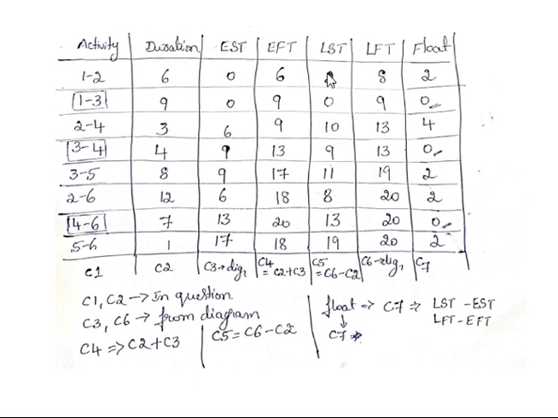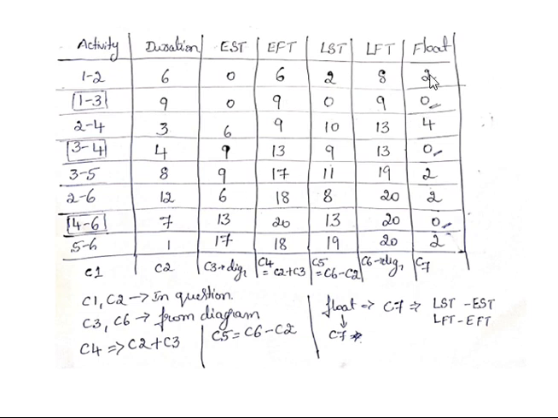Then how do we get the latest start time column? Column 5 uses this formula: C6 minus C2, that is column 6 minus column 2. Column 6 is 8 and column 2 is 6, so 8 minus 6 means 2. 9 minus 9 means 0. 13 minus 3 means 10. 13 minus 4 means 9. 19 minus 8 means 11. You need to calculate like that and finish this particular table.